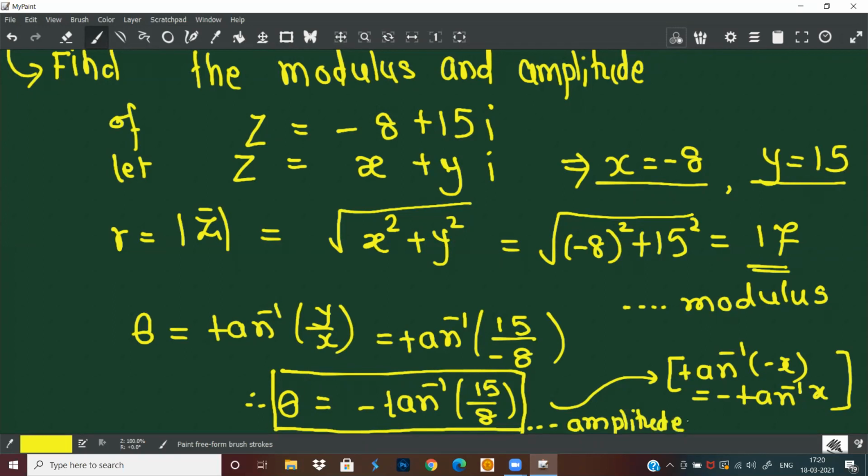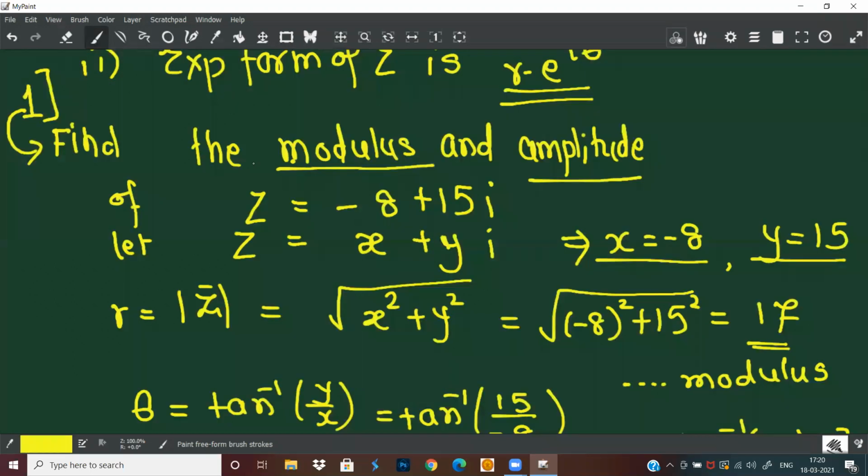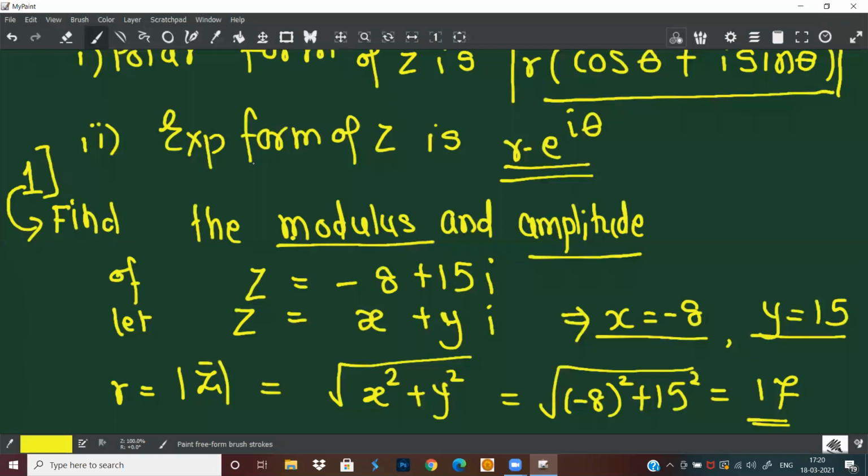All of you are clear about how to find the modulus and the amplitude? Great. So I'll give you one more to try. What have you written above modulus? Exponential form of z.